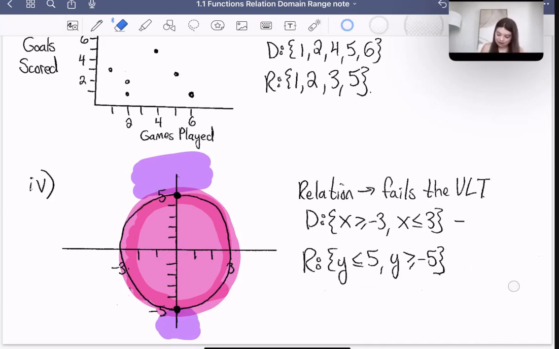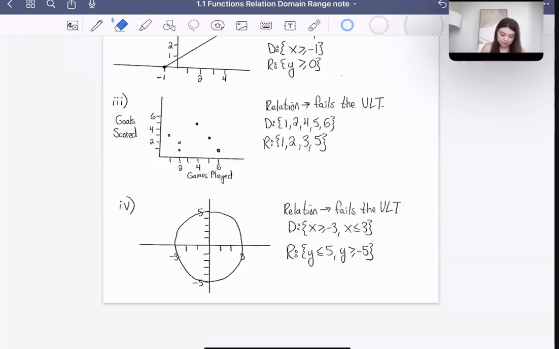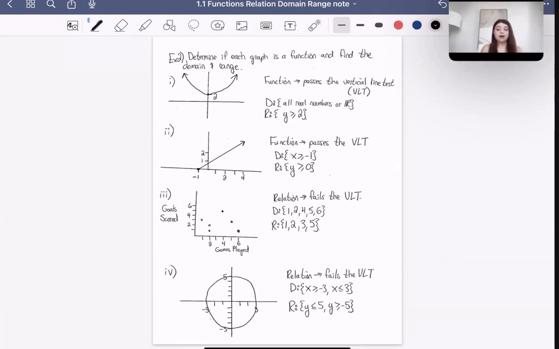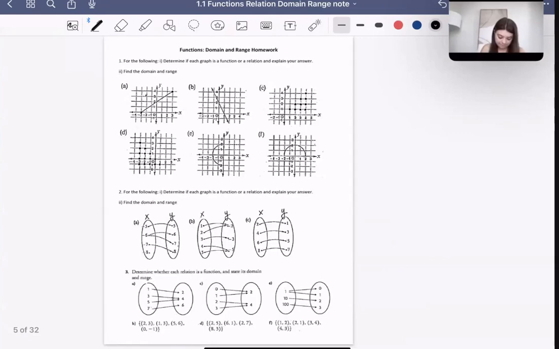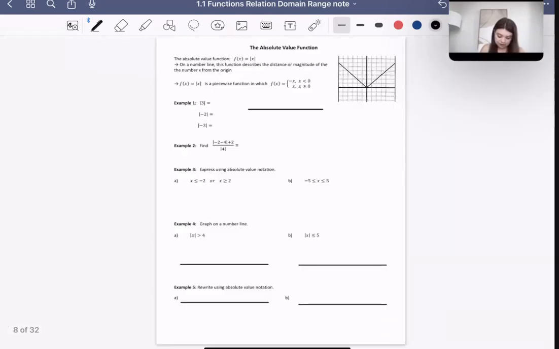All right, well, that is it for today. I hope that was a good review of domain, range, all that kind of stuff. And next time, let's see, there's some homework about domain and range.